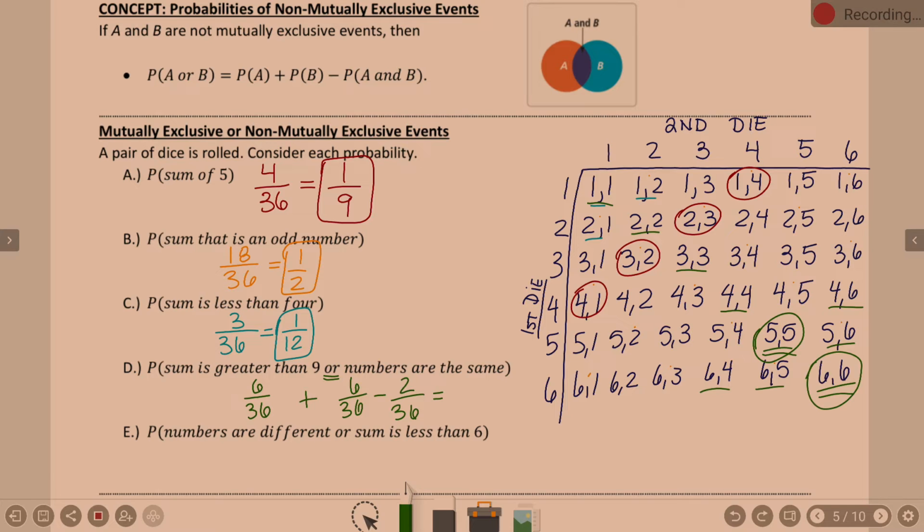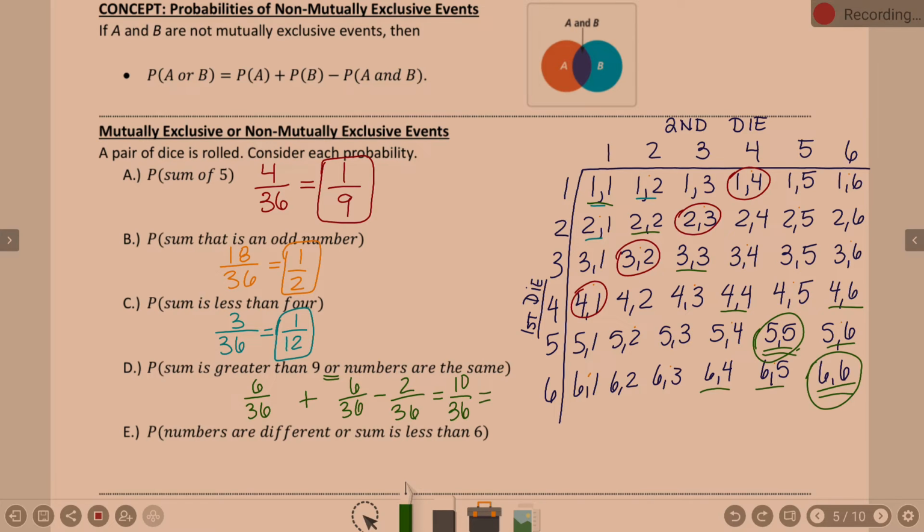We had 6 that were greater than 9. That's the first 6 out of 36. Then we had 6 where the numbers are the same: 1 and 1, 2 and 2, 3 and 3, 4 and 4, 5 and 5, 6 and 6. However, when we counted those 6 and 6, how many pairs did we double count? 2. There were 2 pairs we double counted, and so that's the 2 I'm subtracting. So what is 6 over 36 plus 6 over 36 minus 2 over 36? 10 over 36.